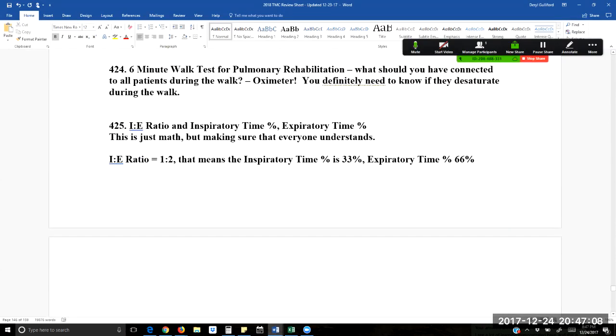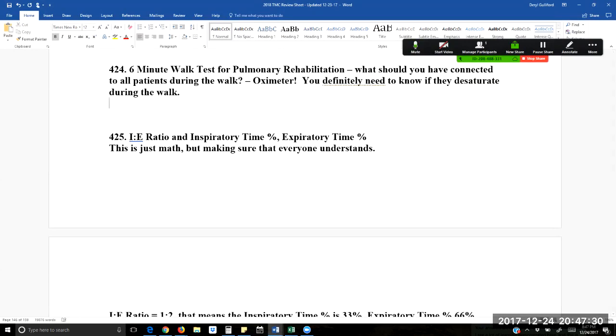Number 424, the 6-minute walk test. What should you have connected to the patient during the walk test? Well, definitely an oximeter. We definitely need to know if the patient is desaturating during that walk test. So definitely have a pulse ox attached to them while they do it. Oh, how much of an increase? I'm going to add that.